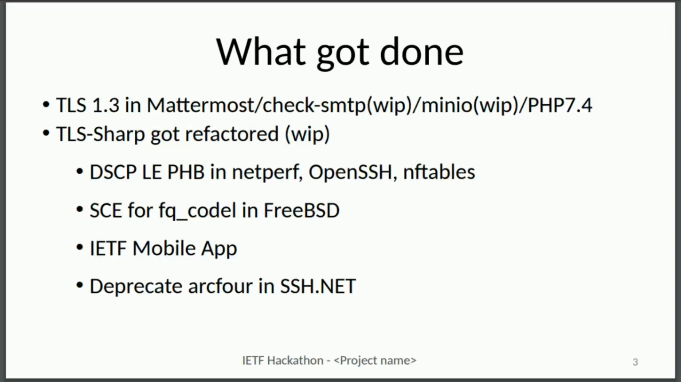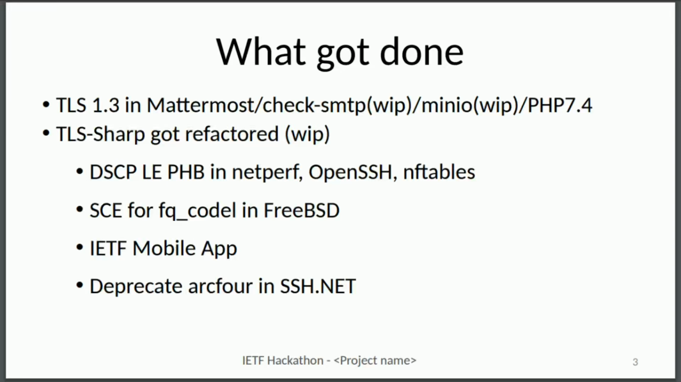And the last thing is that we are developing a C# library for TLS 1.3 called TLS Sharp. It got refactored, and it has some support for hello retry and things like that for TLS 1.3 in C#. The other stuff that we've been working on is DSCP-LE, the new code point. We integrated the patch into NetPerf. The PR was sent to OpenSSH, and it was also sent to NFTables.